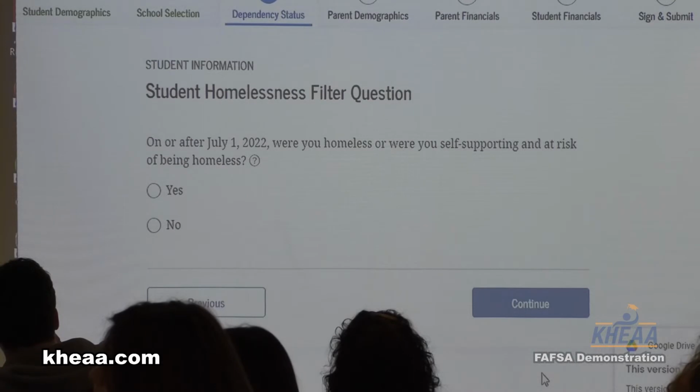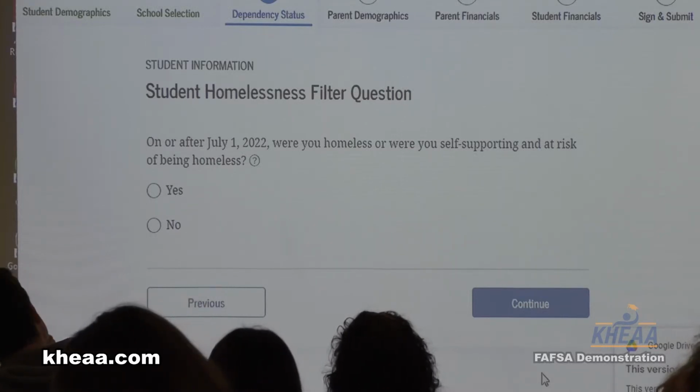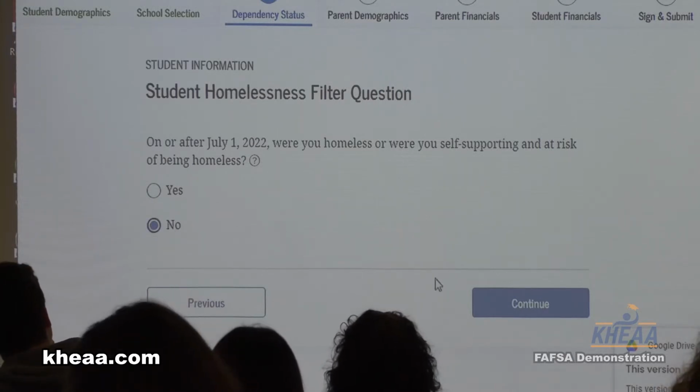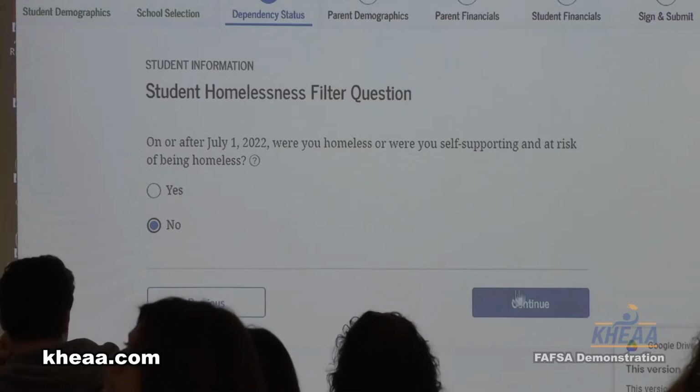So student homelessness, this just basically means, are you at risk of being homeless? That could mean, are you crashing on a buddy's couch every single night because you don't have a home? In this case, it's going to be no. If you put yes, you will 100% get a verification on that, meaning that the government will want documentation, proof that you are at risk of homelessness.